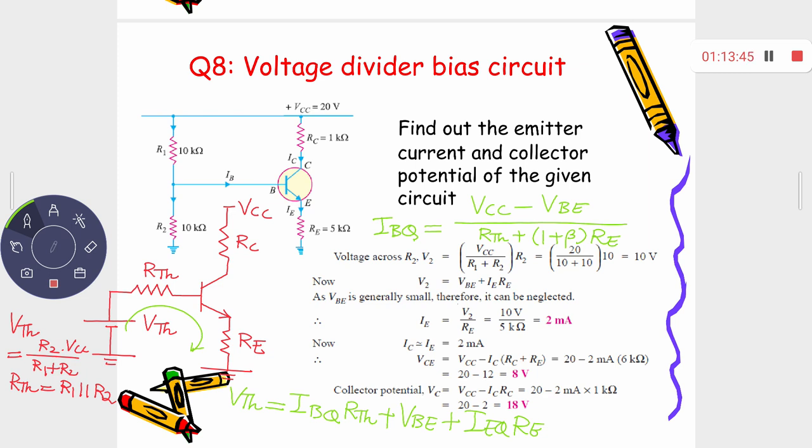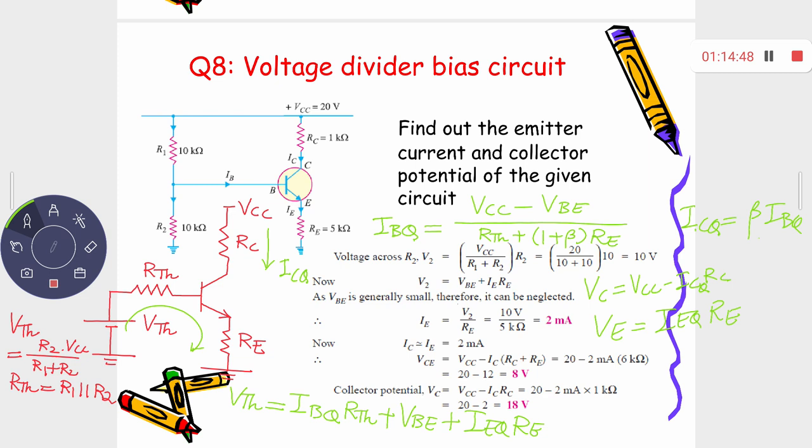Once you get ICQ, ICQ is flowing through this RC. This is ICQ current. Find out the collector potential: VCC minus ICQ times RC. What is the emitter potential? IEQ times RE. The only unknown parameter is IB; everything else is known. IEQ is 1 plus beta times IBQ. Once you get IBQ, you can get ICQ as beta times IBQ. And VC is VCC minus ICQ times RC. And what is your VE? VE is nothing but IEQ times RE.